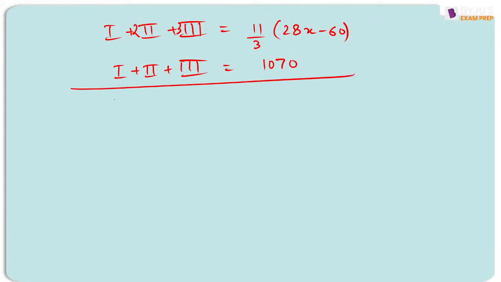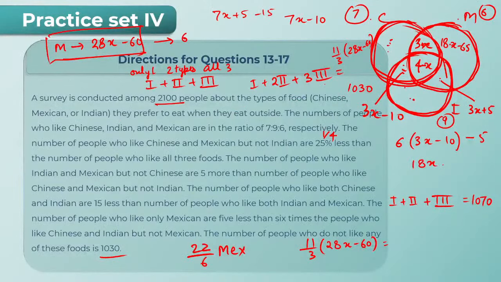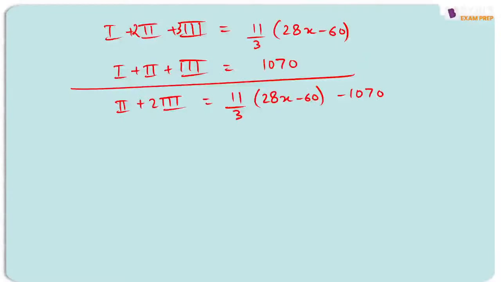Now if I subtract, what do I get? I get 2 plus 2 times of 3 is equal to this. So let us put, what is 2? 2 is 3x plus 3x plus 3x, 9x minus 5. Okay, 9x minus 5. What is 3? 3 was 4x, so 8x. इसको कर लो 308x minus 660 by 3.